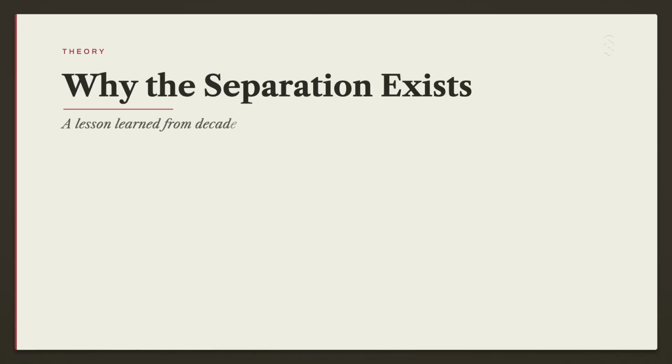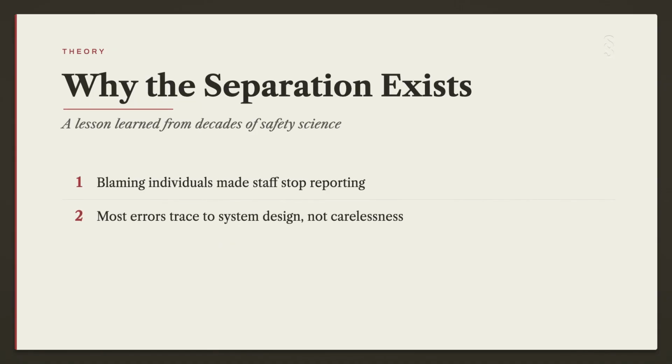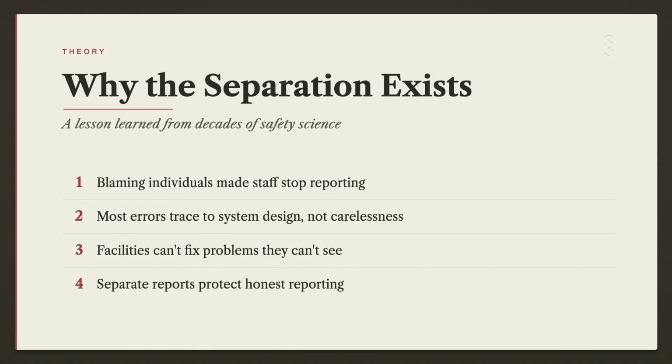For most of the 20th century, hospitals blamed individuals for errors, and staff simply stopped reporting because reporting invited punishment. Safety science eventually realized most errors come from flawed systems, not careless people. And keeping incident reports administratively separate from the clinical chart is what protects honest reporting.